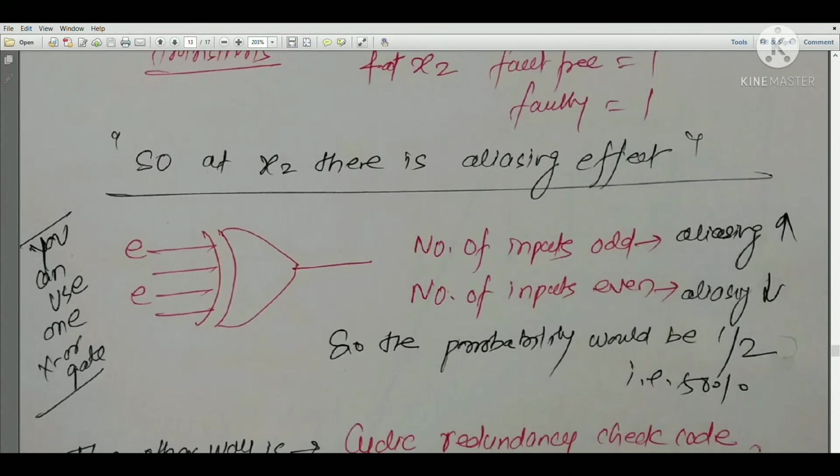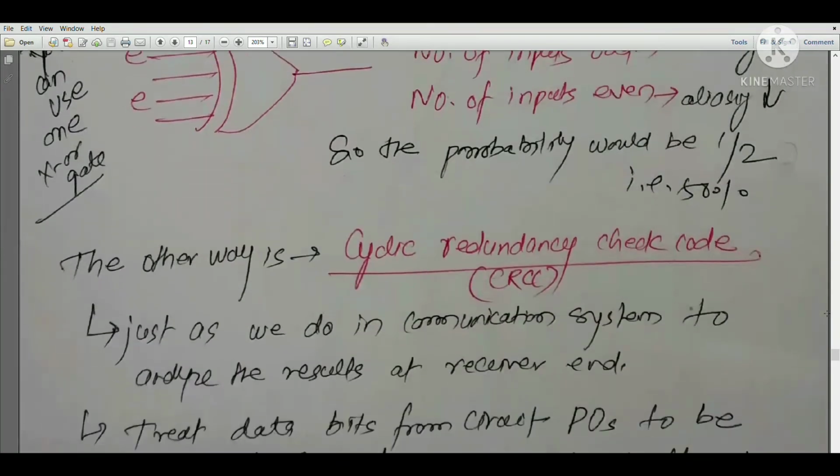Now the next method is, you can use one XOR gate. Suppose two error inputs are there. If the inputs are odd or if the inputs are even, two things are there. If the inputs are odd, the aliasing effect will increase. If the inputs are even, the aliasing effect will reduce. So again the probability would become 1 upon 2, that is 50%. So only a 50% probability is there for checking the aliasing property.